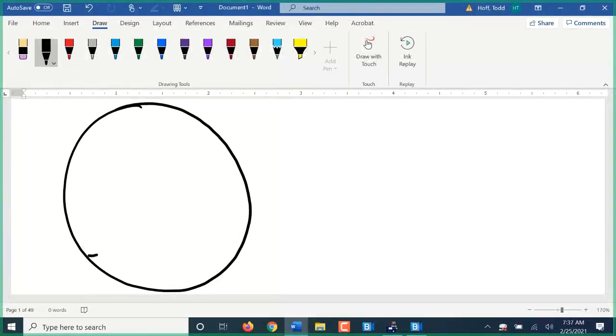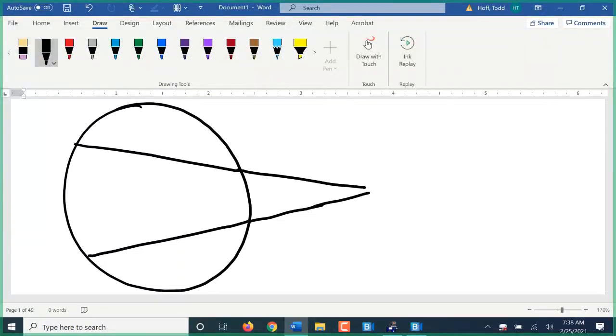We might have chords that don't intersect inside the circle but are still not parallel. If we extend those chords to make secants, remember a secant contains points that are both inside and outside the circle. If we extend them to make secants until they intersect, we form an exterior angle or a secant angle out here.